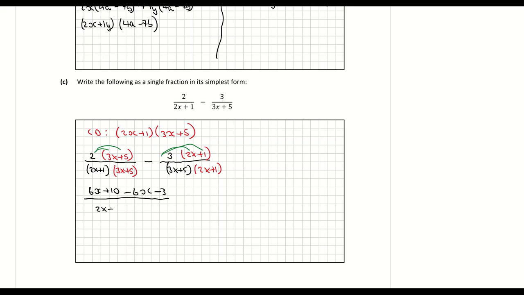I don't need to write it as two separate fractions anymore. All I have to do now is just tidy up the top of the fraction. 6x minus 6x is 0x, so they're cancelling out with each other. And I just then have a plus 10 take away 3, which is 7. So I have 0x plus 7, or just 7, over my common denominator, which is 2x plus 1, 3x plus 5.